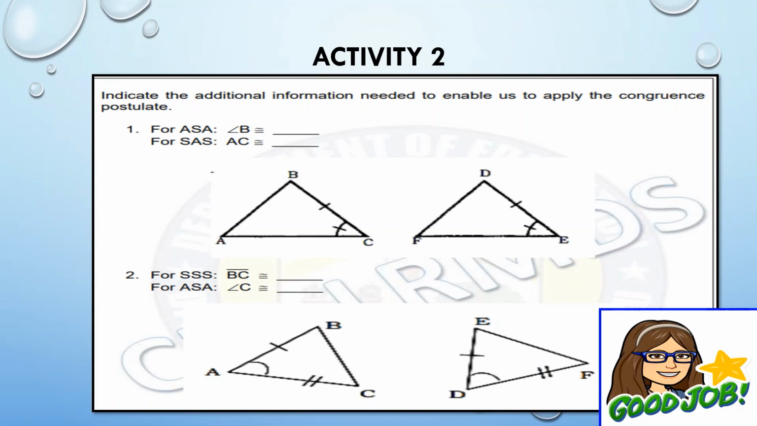Let's go to number 2. Given corresponding angles, angle A is congruent to angle D, and the corresponding sides, segment AB is congruent to segment DE, and segment AC is congruent to segment DF. To make these two triangles congruent for SSS, segment BC is congruent to segment EF, and for ASA, angle C is congruent to angle F.